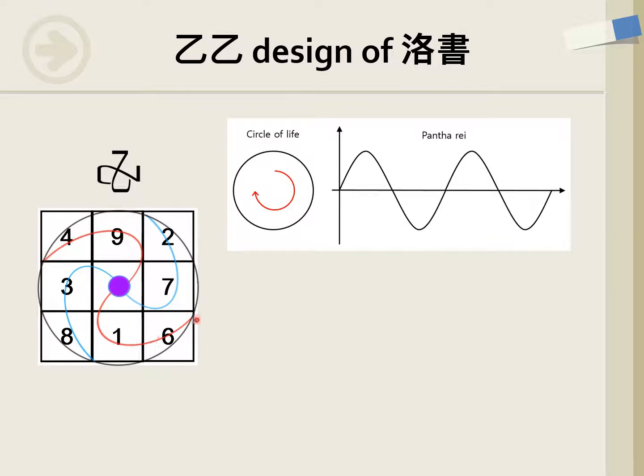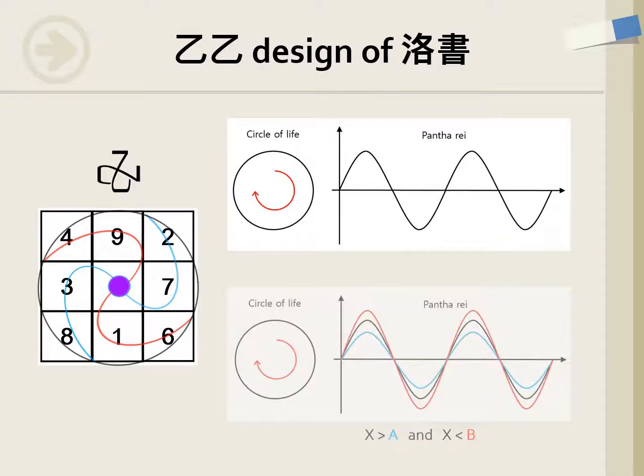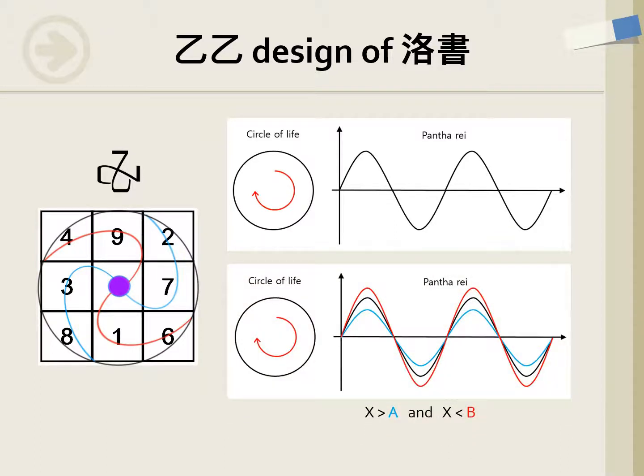These two curved lines cover all parts of the magic square. It means that all kinds of rhythms can be generated simultaneously with this design. For example, when we measure the amplitude of an unknown signal, we can use the strategy to compare with the rhythms whose amplitudes we already know. Then we can find the answer with ease.